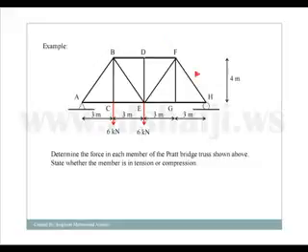So we have this truss and we need to determine the force in each member of the truss. That's a total of 1, 2, 3, 4, 5, 6, 7, 8, 9, 10, 11, 12, 13 members, and we have to state whether the force in the member is in tension or in compression. Okay, we'll start with finding the reactions at the supports A and H.